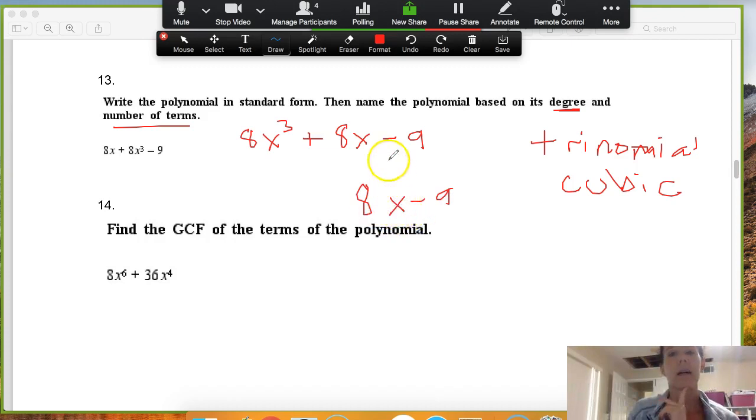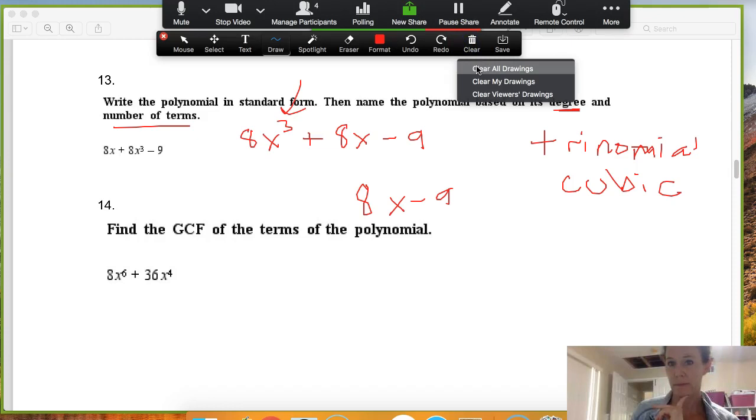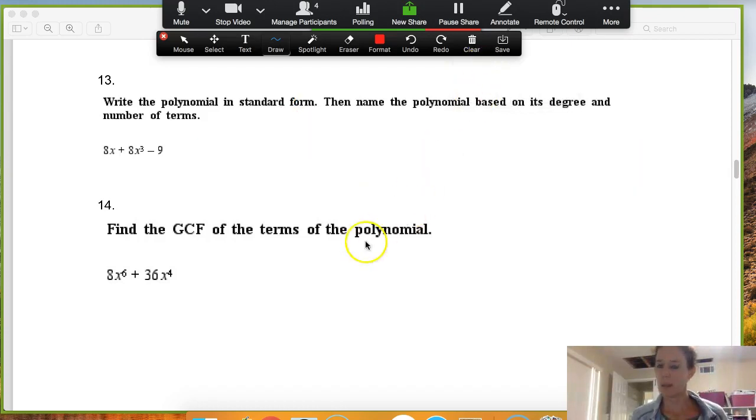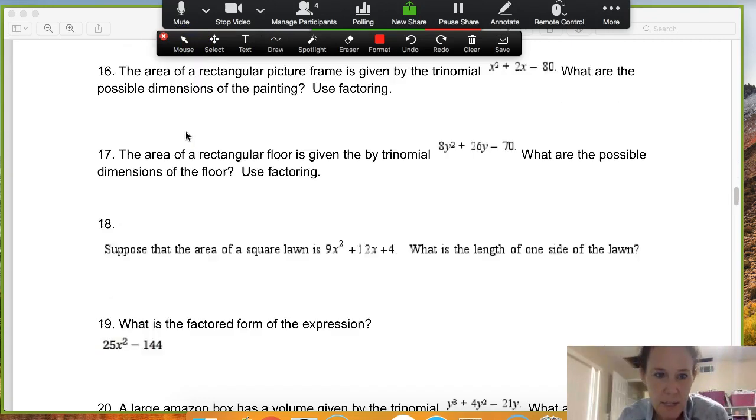So based on its highest degree, it's a cubic trinomial. Okay, so it should be pretty straightforward as long as you can break that down. All right, that's 13. Let's go to 16.